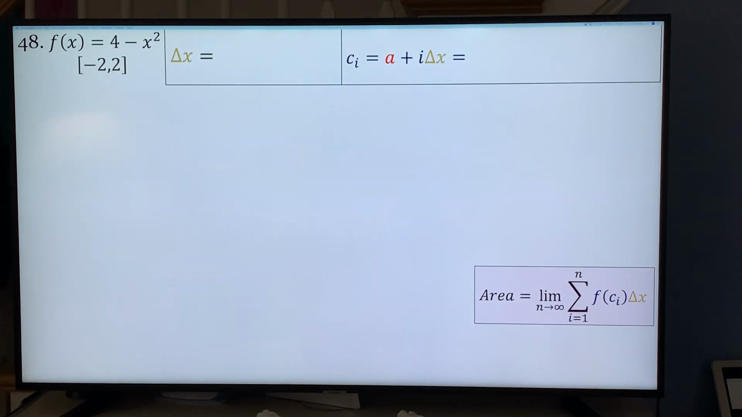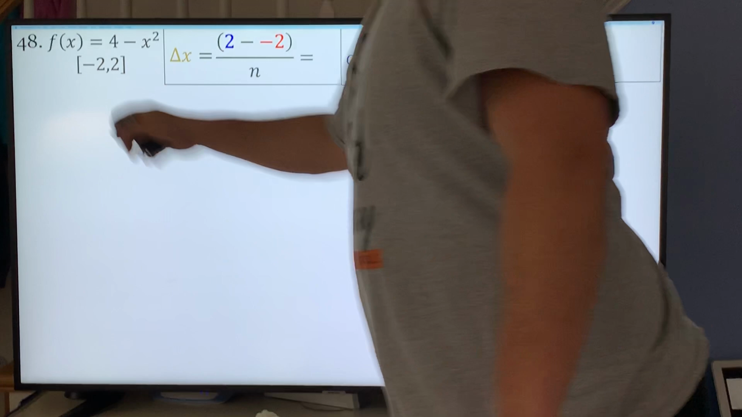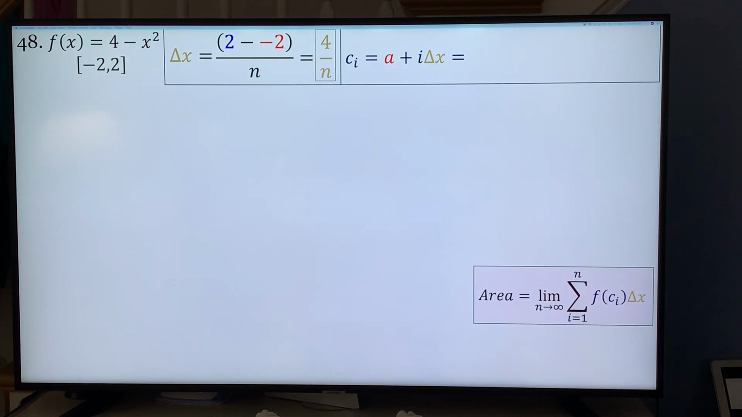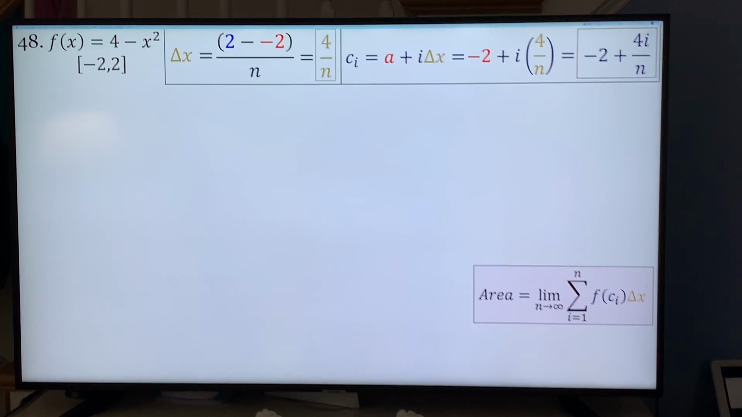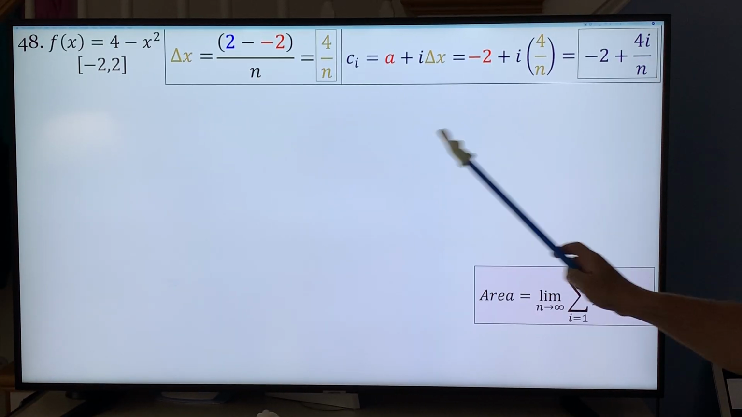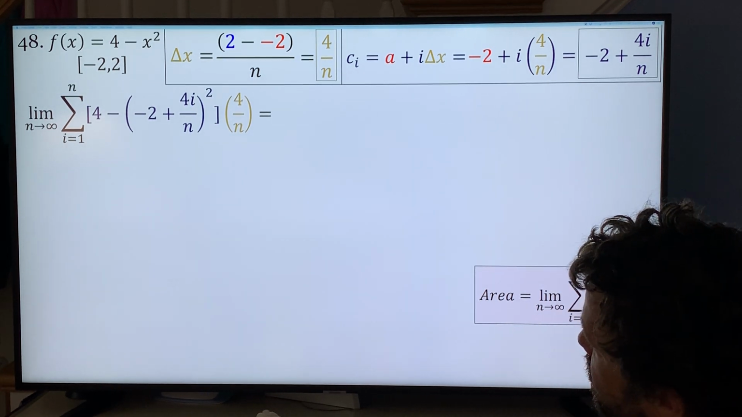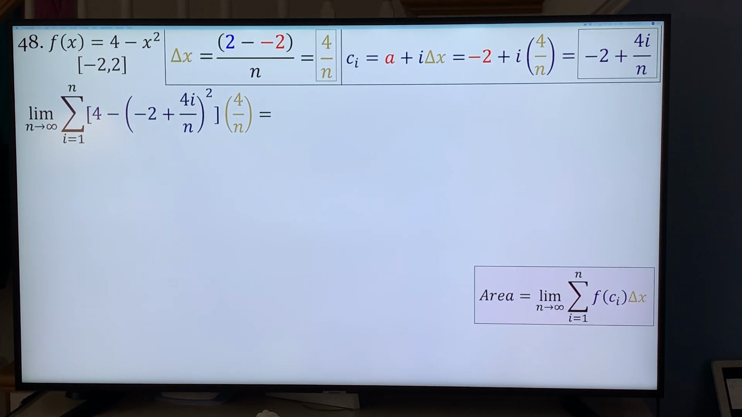First thing you do is find delta x, which is negative 2 minus a negative 2, which is 4, so 4 over n. Your a here is negative 2, so it's negative 2 plus i times 4 divided by n: negative 2 plus 4i over n. You're going to take this once again and plug it in for the x squared. So 4 minus a negative 2 plus 4i over n, squared, times 4 over n.